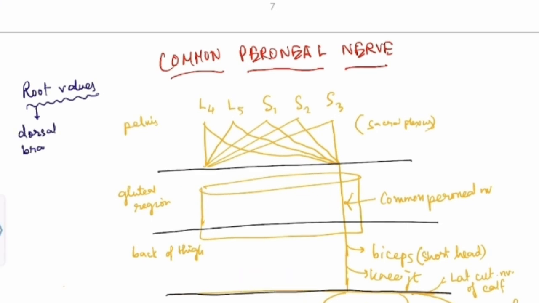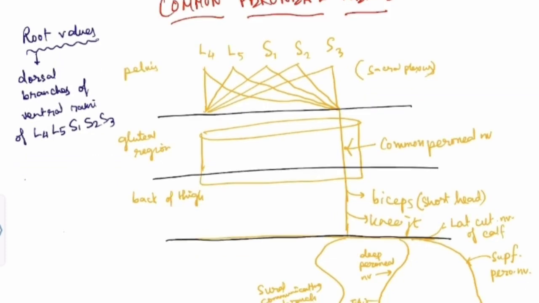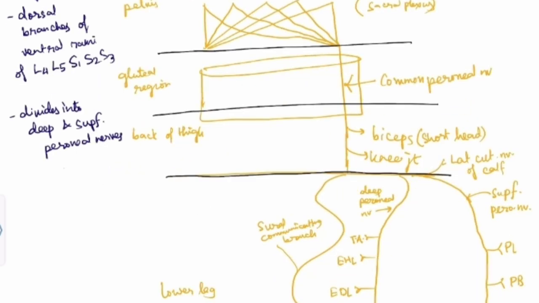Dorsal branches of ventral rami of L4, L5, S1, S2, S3, and it divides into deep and superficial peroneal nerves. See, not much it supplies. It doesn't supply too much, just a few, two to three supplies, so not much detail. Like the tibial nerve had a huge deal of supply.